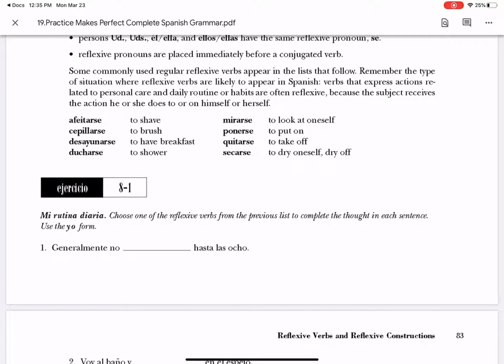So we have afeitarse, which is to shave, cepillarse, to brush, desayunarse, to have breakfast, ducharse, to shower, mirarse, to look at oneself, ponerse, to put on, so in other words, jewelry or clothes, quitarse is to take off, again, jewelry or clothes, secarse is to dry oneself or to dry off. Now this is literally just to dry, like thinking of a person. You're not necessarily going to think of laundry or a towel or something like that.